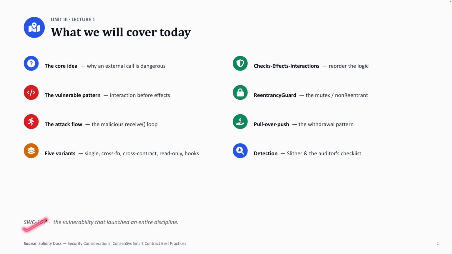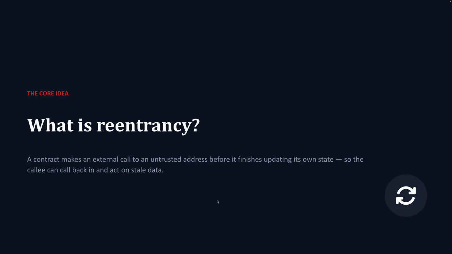SWC 107, that is the vulnerability that launched an entire discipline. What is reentrancy? In one line, it is defined as a contract that makes an external call to an untrusted address before it finishes updating its own state. So, the callee can call back in and act on stale data.